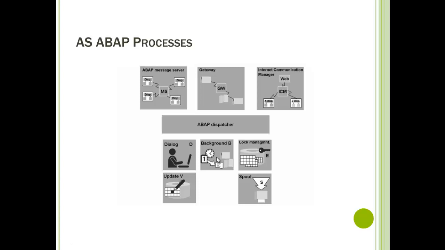And the minimum requirement for background work process is at least 2 background work processes for each SAP system. Here the minimum requirement is 2 background work processes for the SAP system. It's not for the dispatcher. However, you can configure more than 2 work processes for the dispatcher.